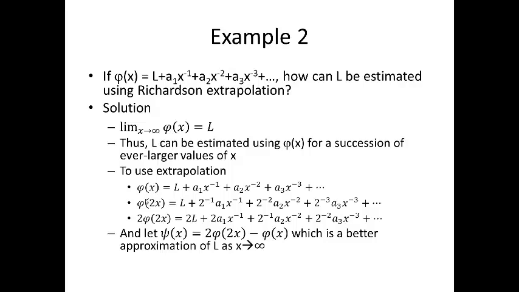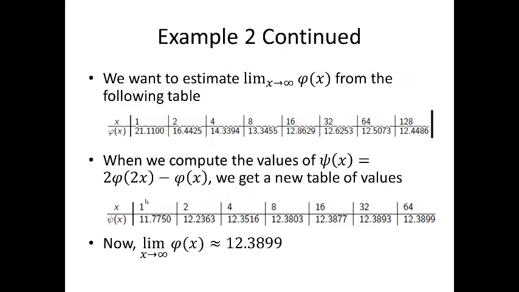And to use extrapolation, we have phi of x. We do phi of 2x and 2 phi of 2x. And then we let psi of x be 2 phi of 2x minus phi of x, which is going to give a better approximation of L as x goes to infinity. This process can be, of course, repeated as in the Romberg algorithm.